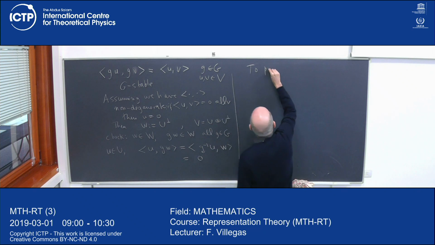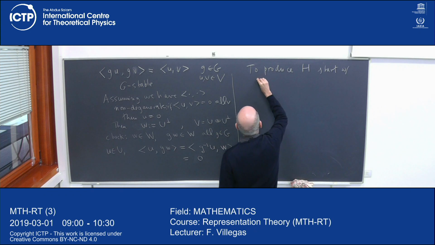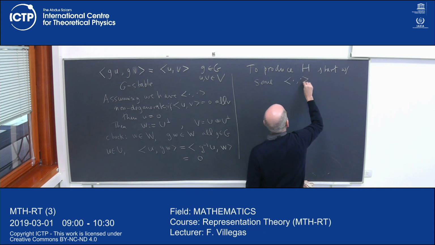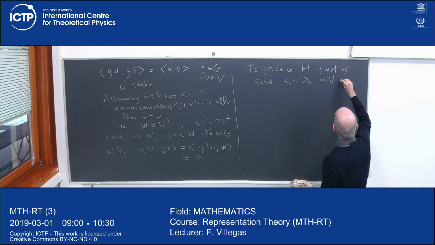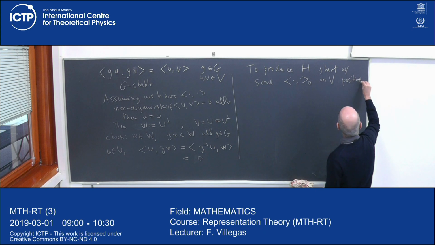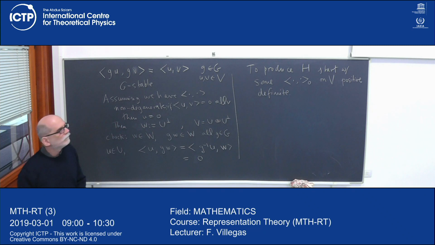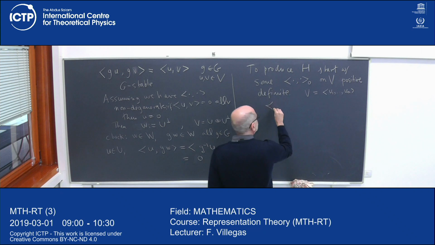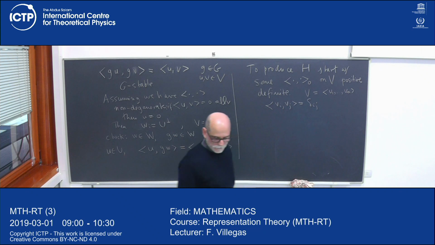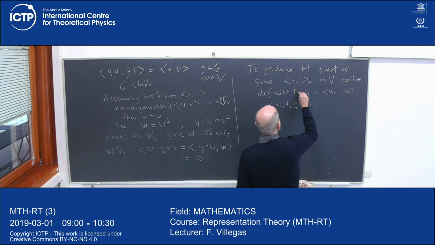So to produce H, we start with some inner product, let's say ⟨,⟩₀ on V, and we can construct it such that it's non-degenerate. In fact, we can take it to be positive definite. I mean, you can take a basis of V, for example. So if V has basis v1 up to vn, you can define the product such that ⟨vi, vj⟩ is equal to delta ij. So you just take the standard inner product. So this is a basis.